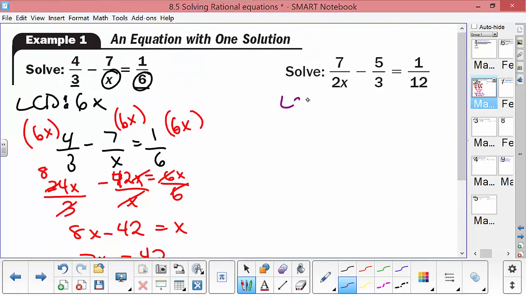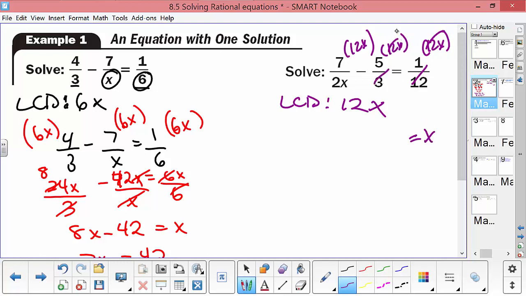What is our lowest common denominator? Well, 2 and 3 both go into 12. So 12 is our common coefficient, and x. So I'm going to multiply everything by 12x. And then I'm going to simplify. So the 12 simplify. 3 goes into 12 4 times. So I'm left with minus 20x, because that's the negative 5 times 4x. And 2 goes into 12 6 times, and the x's also simplify.